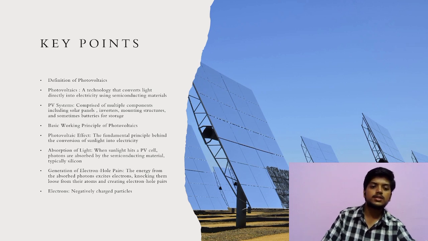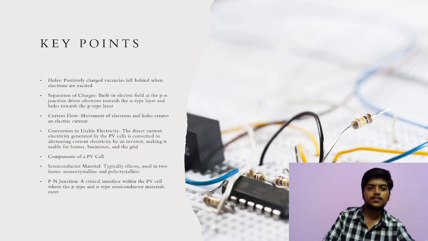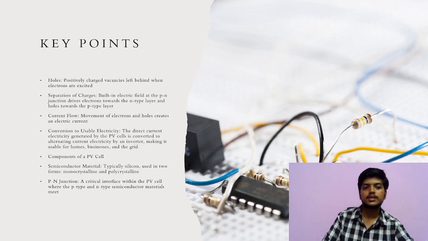Absorption of light. When sunlight hits a PV cell, photons are absorbed by the semiconducting material, typically silicon. Generation of electron-hole pairs. The energy from the absorption of photons excites electrons, knocking them loose from their atoms and creating electron-hole pairs. Holes are positively charged vacancies left behind when electrons are excited.